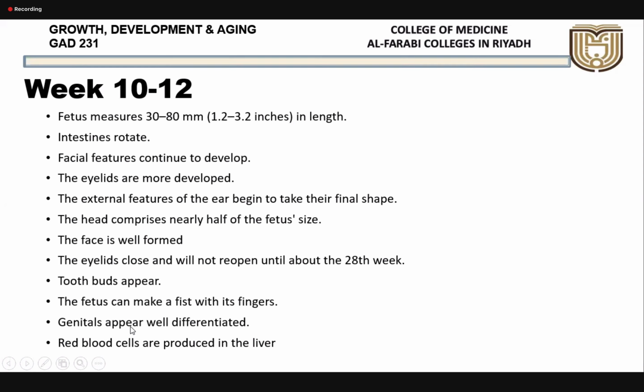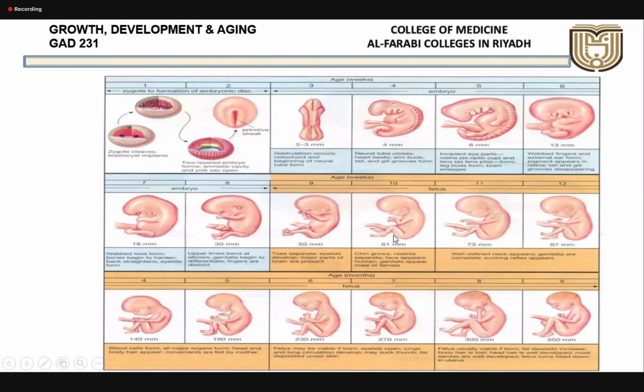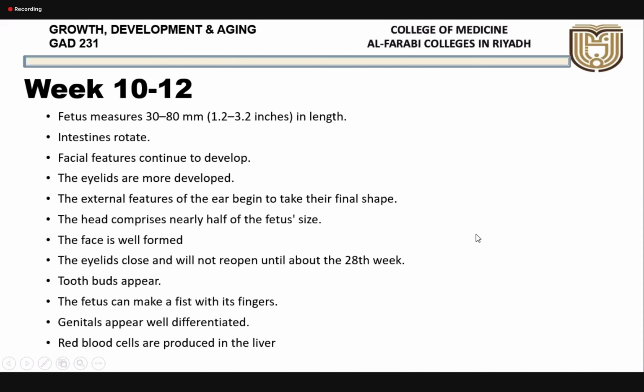Then the genitals appear well differentiated. So if you see the genitals, they will start appearing. Still you cannot specifically identify, but there will be formation of the genitals. Okay, so they are not well differentiated until the 16th week. So still they are in the primitive stage of development.